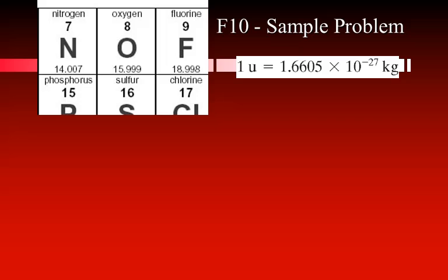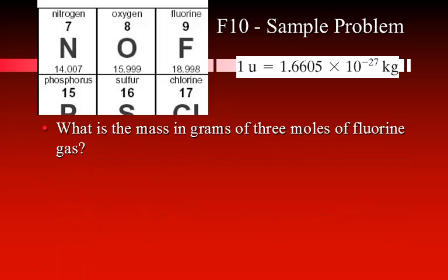Okay, so let's take a look at this for F10. And let's say we want to find out the mass in grams of 3 moles of fluorine gas. So here is 1 mole of it. Here's another mole of it. And here's another mole, right? So in these 3 moles, how much mass is there? And in fluorine, right, fluorine is F2, and so we can do that.